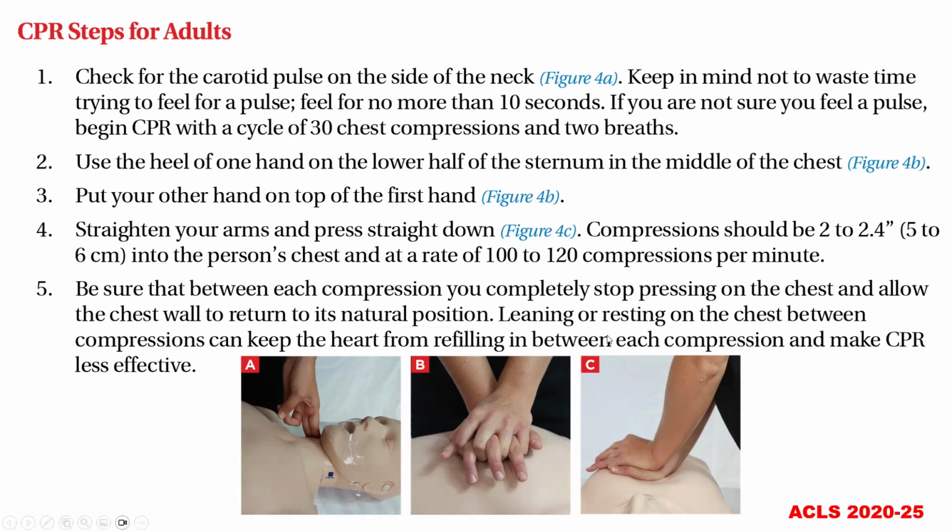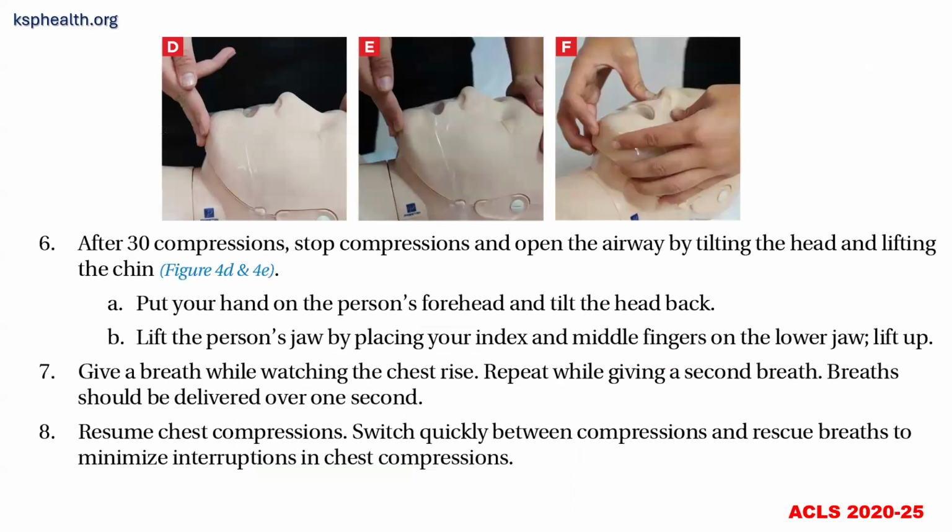There's few things I wanted to press upon. 30 compressions and 2 breaths. Straighten your arms and press straight down. 100 to 120 compressions per minute. And leaning and resting on the chest should be avoided.